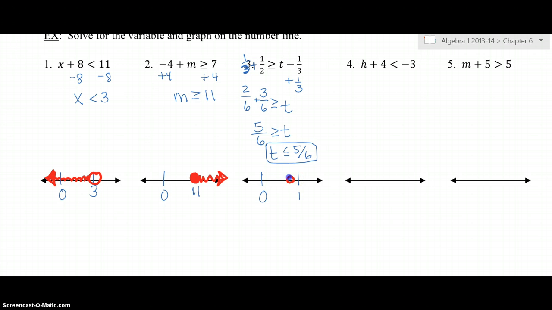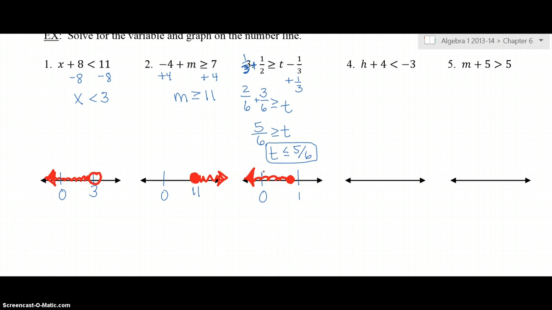We're going to do a closed circle because of the equal to. And we want the numbers that are less than or smaller than. So we're going to go to the left. And so now, since your t is on the left-hand side where it's supposed to be, the arrow does point in the direction you shade.